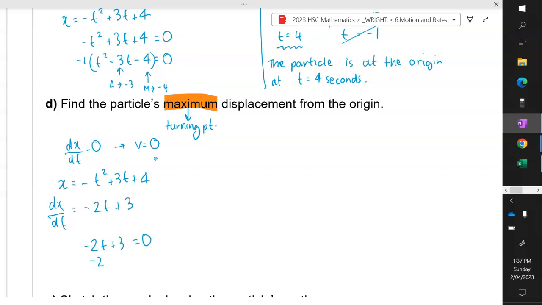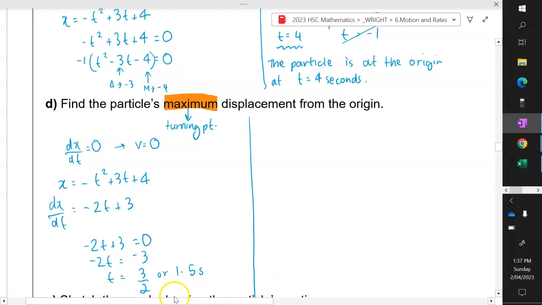So we're going to get minus 2t is equal to minus 3. So t is equal to 3 over 2, or, if you like, 1.5 seconds. But that is only the time when our maximum displacement occurs. We want to find the displacement itself, which is our x value. So we're going to substitute that value back into our x to get our displacement.